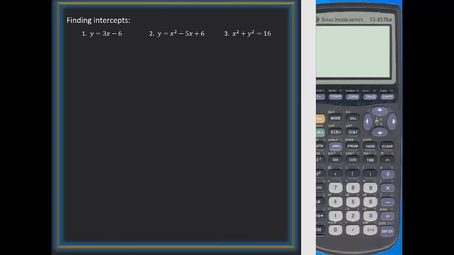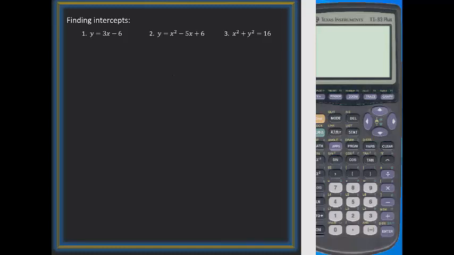Finding intercepts. We are given three examples. The first one represents the equation of a straight line. The second one represents the equation of a parabola. And the third one is the equation for a circle. So we'll see where we have the x-intercepts and y-intercepts.